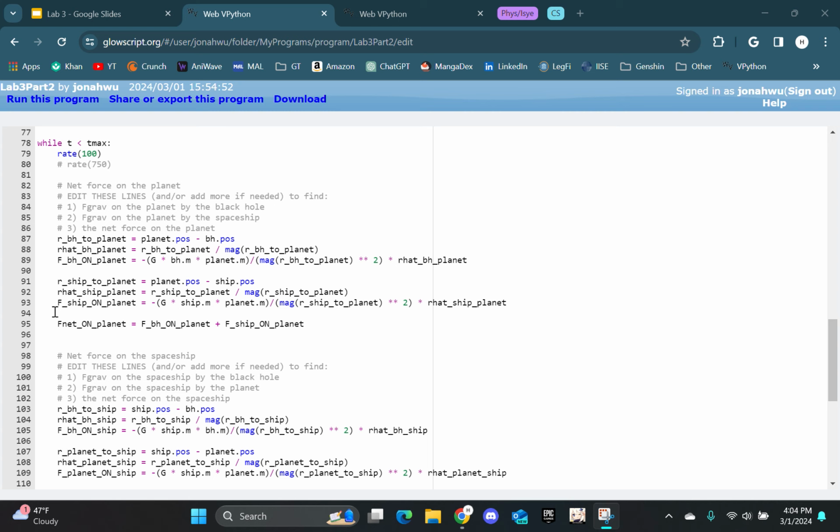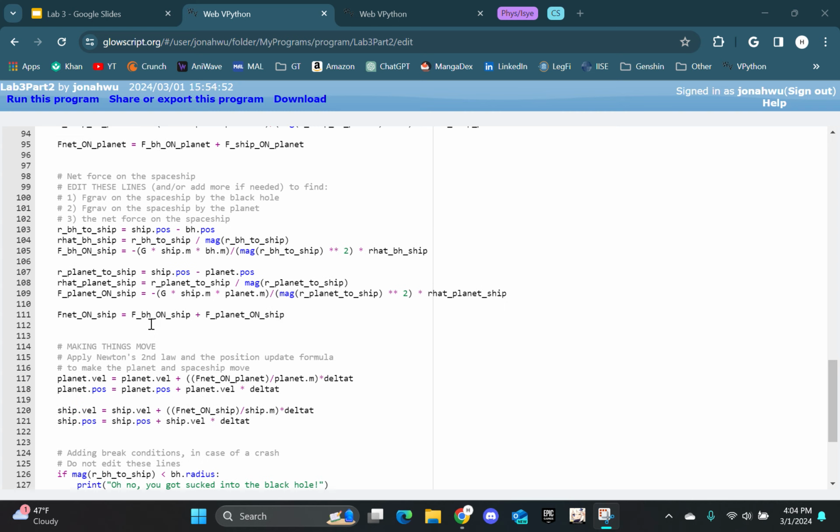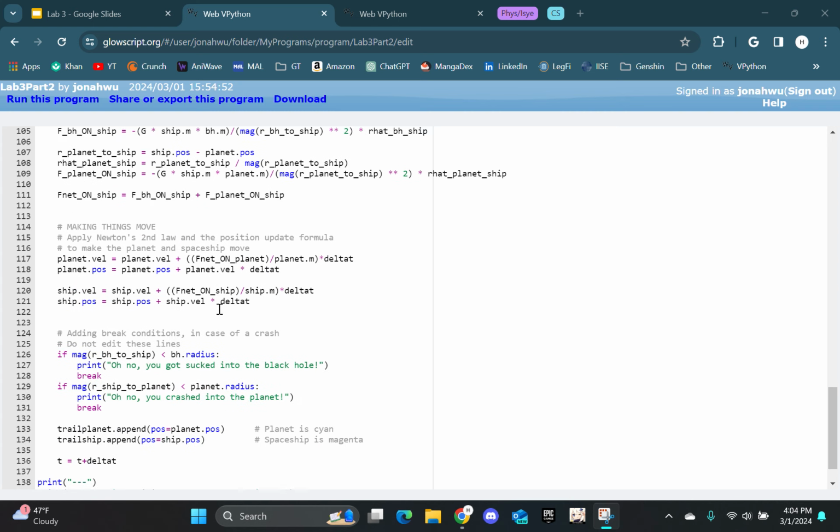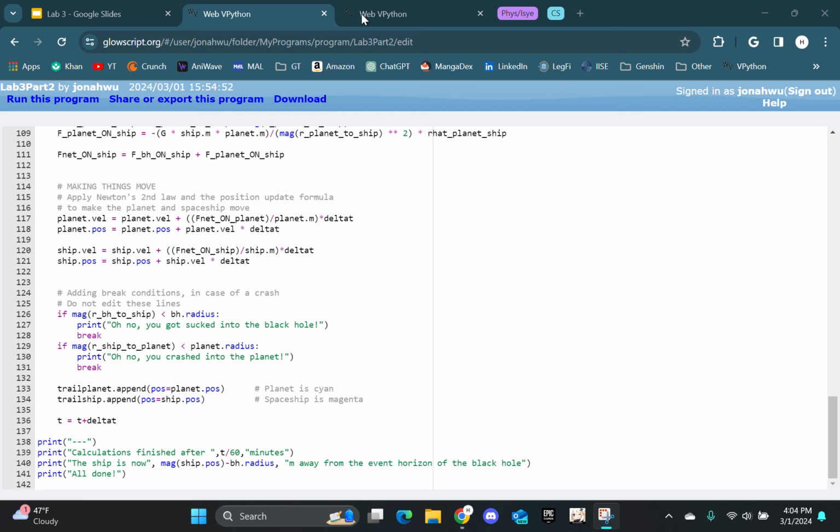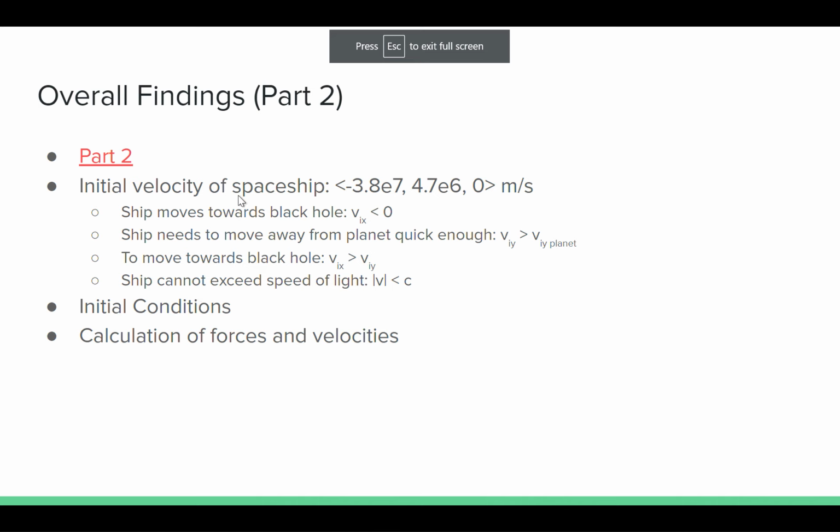This is how we calculated the net force on the planet and the net force on the ship in order to calculate these final velocities and the position of the ship. The ship needs to move towards the black hole, so velocity x is less than 0. The ship needs to move away from the planet quickly enough, so the y velocity must be greater than the y velocity of the planet. To move towards the black hole, the x velocity has to be greater than the y velocity, and the ship cannot exceed the speed of light.